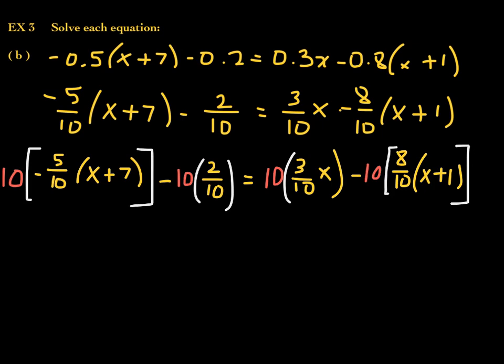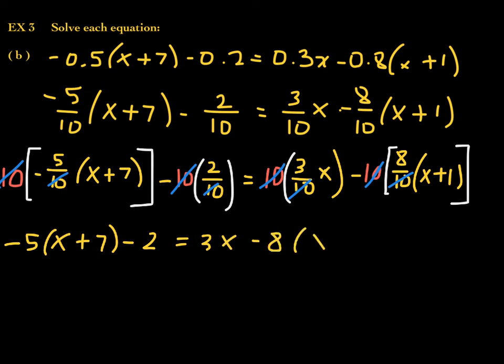All right, so you can see that I've multiplied every single term by 10. Now you know what I'm going to do. I'm going to cross multiply. So then this 10 will divide out with this 10, that 10 for that 10, that 10 for that 10. And so really, all you're left with then is negative 5 times x plus 7 minus 2 is equal to 3x minus 8 times x plus 1.